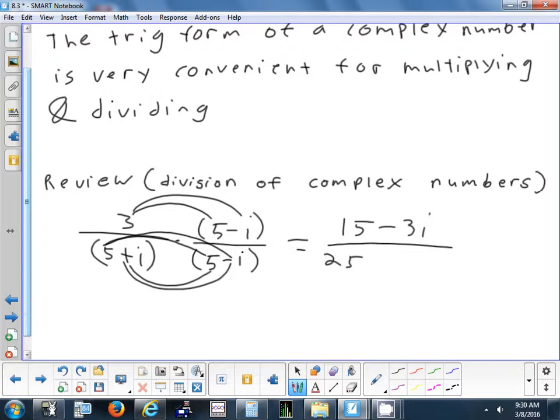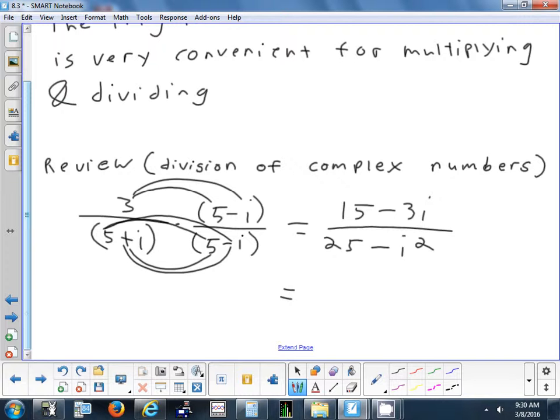What's a positive times a negative? Negative i times i is i squared. Have you done this before? Yes. Yep. So again, this is just a review. All right, so we got 15 minus 3i. But now we have to deal with i squared. Does anybody remember what number that is? Yep. Negative 1. So what I really have in the bottom is 25 minus 1. What's 25 minus 1? 26.